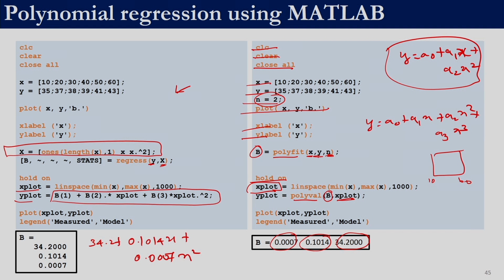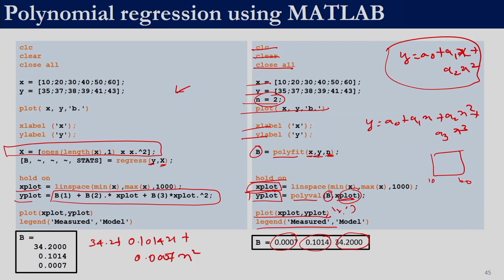So, the syntax for polyval is: give the model coefficients followed by the points at which you want the value of the dependent variable. This will give y plot. Again, plot x plot comma y plot, again we should have actually done comma r dot, and then we add the legend measured comma model. If you execute this program, you will still get the same plot which we got in regression.